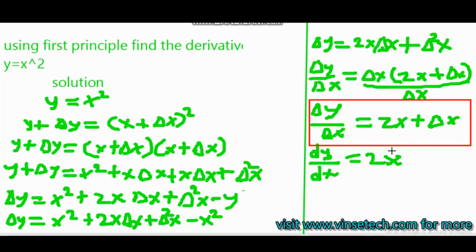Why we have 2x here is because the 2x has no delta x value. The 2x has no delta x value, so we'll just represent it the way it is. So that's why we have our 2x. Why the delta x here will disappear? Because it tends to 0. So having said that, this is the final answer for this equation, for this example.